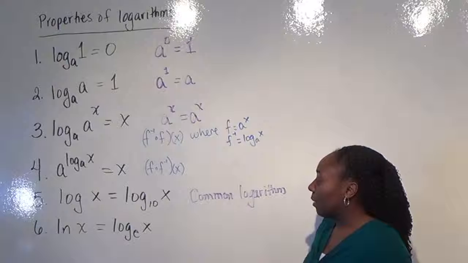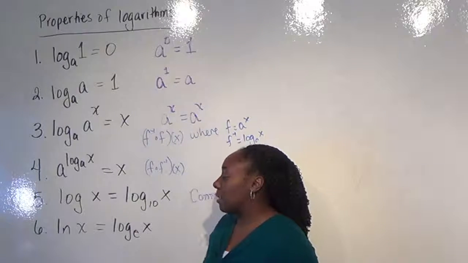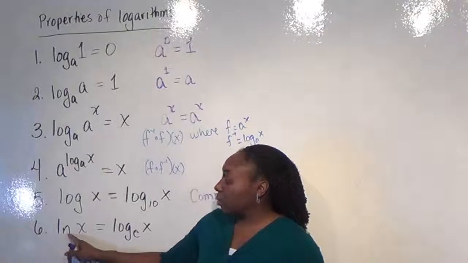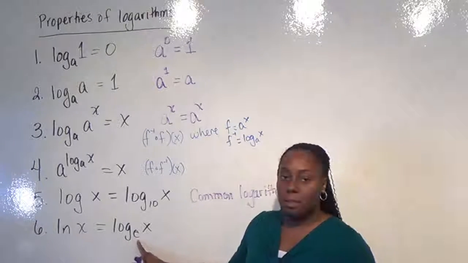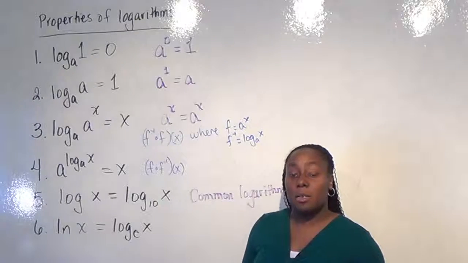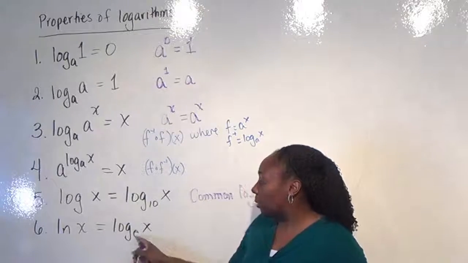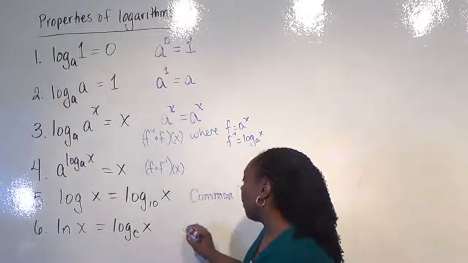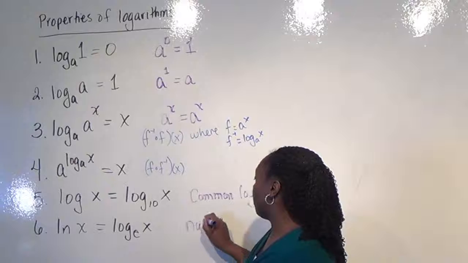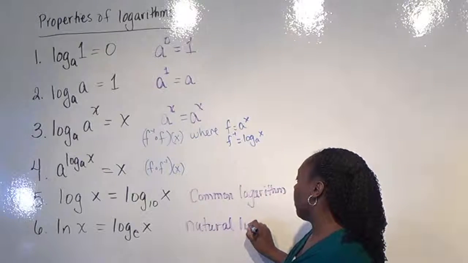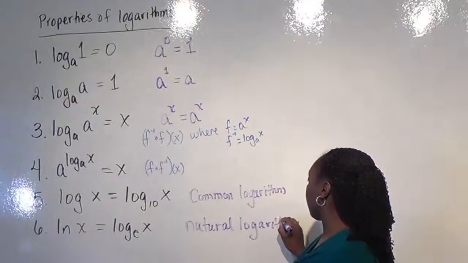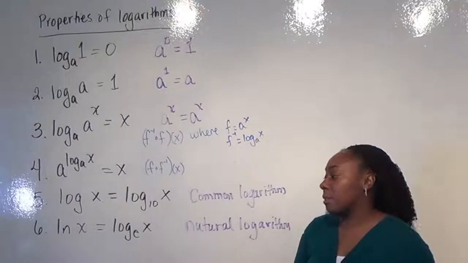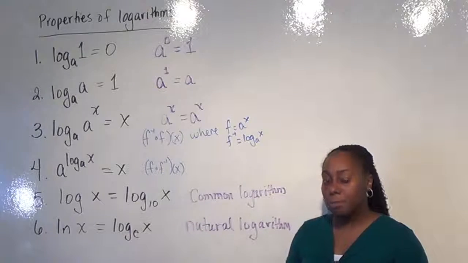Okay. The same thing is true with number 6. If I see ln of x, this just means I'm looking at a particular log where the base is e. So again, that special case that we talked about, our natural exponential, we're looking at the inverse of that function. Okay? And this is what we call our natural logarithm. Okay. And again, it's called the natural logarithm because it's the inverse of our natural exponential.